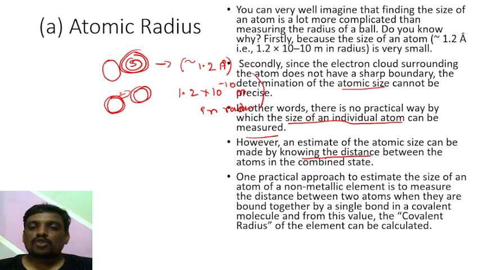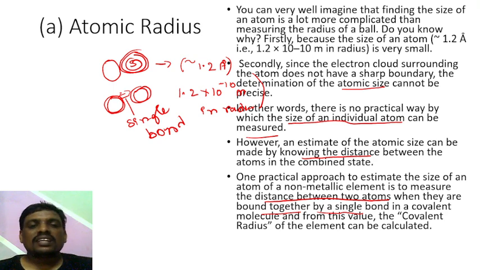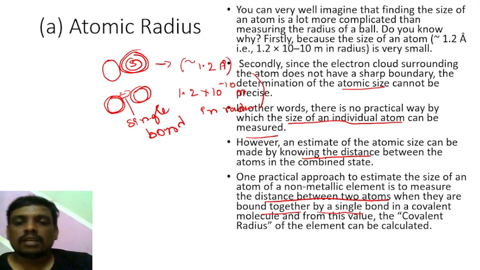One practical approach to estimate the size of an atom of a non-metallic element is to measure the distance between two atoms when they are bound together by a single bond in a covalent molecule. If there is a single bond, as I have mentioned, in a covalent molecule, from this value the covalent radius of the element can be calculated.